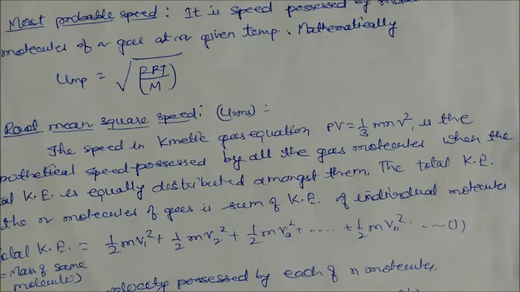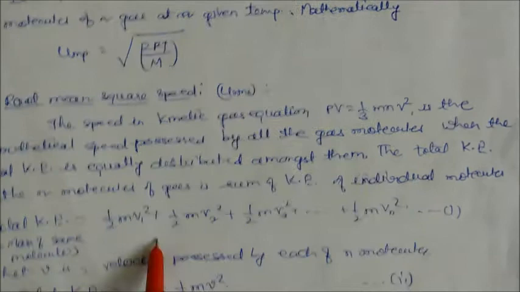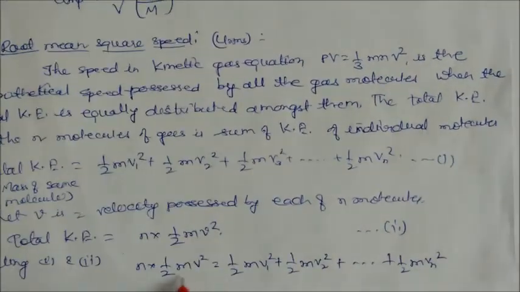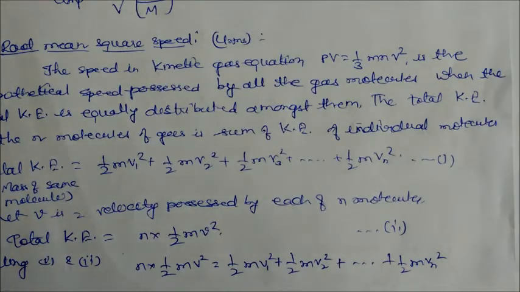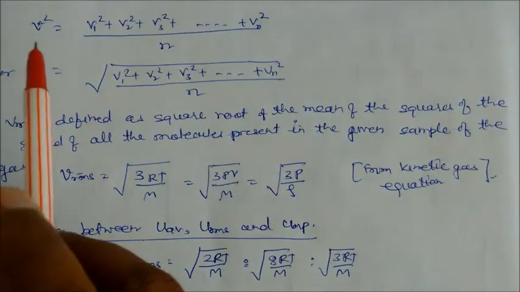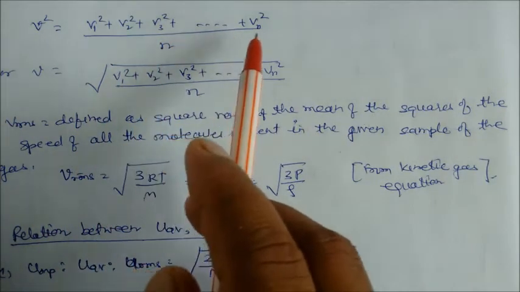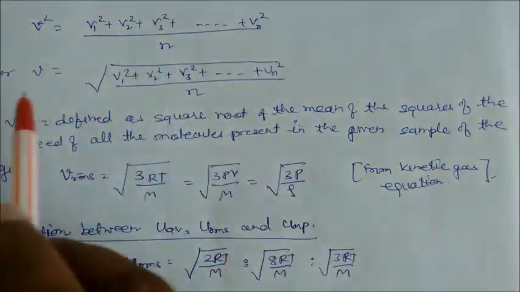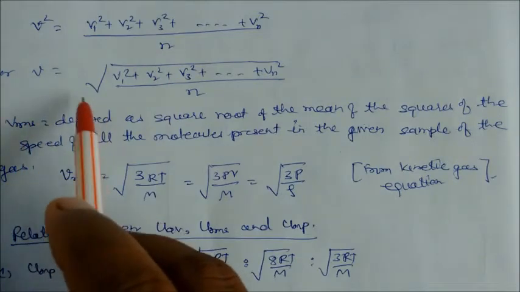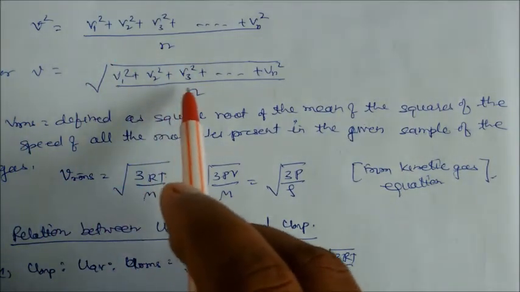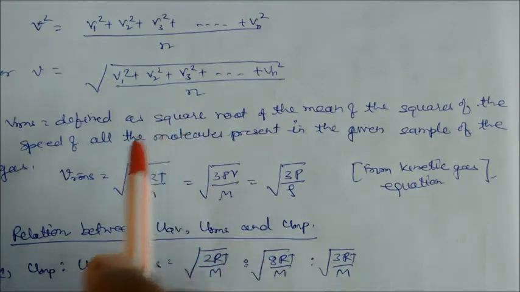So n into half m v square equals half m v1 square plus half m v2 square plus up to n number of molecules. On solving we will get v square equals v1 square plus v2 square plus v3 square plus up to vn square, divided by n. So square root of v square equals the square root of v1 square plus v2 square plus v3 square up to n, divided by n.